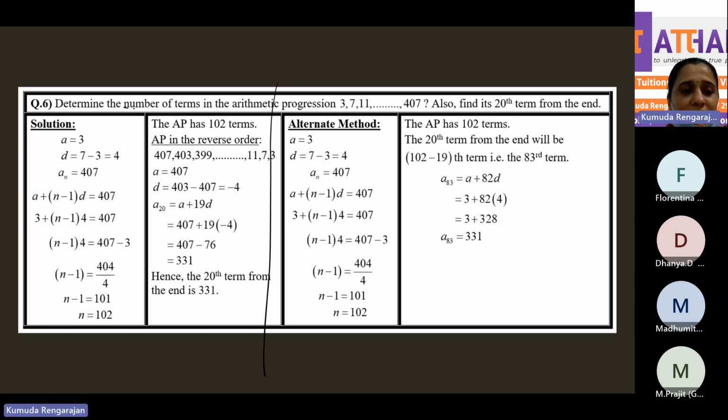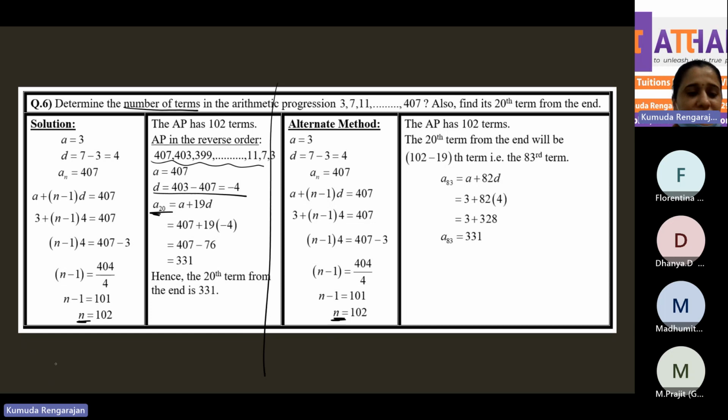So determine the number of terms. We found n. In the alternate method also, using the same working, I found n. Okay, the second question is the 20th term from behind. So in the first method, I've reversed the AP, so I'm finding A20. But be careful, D is minus 4.